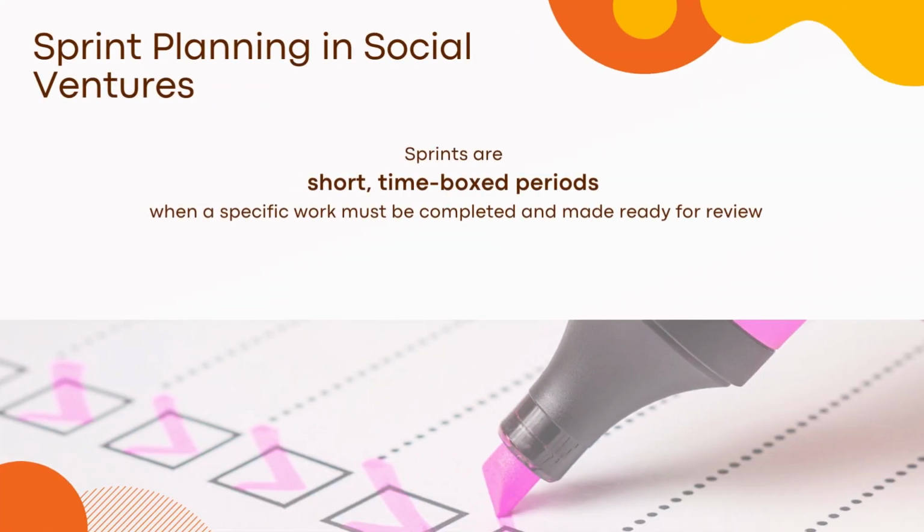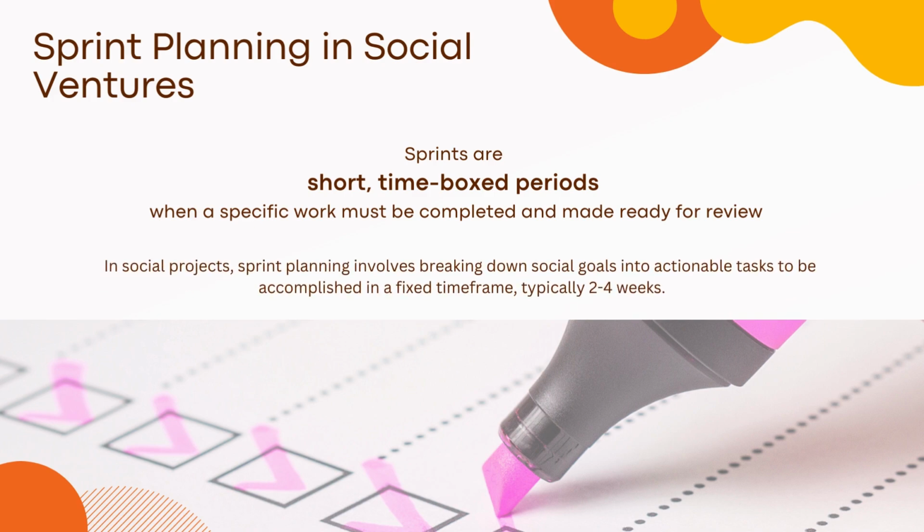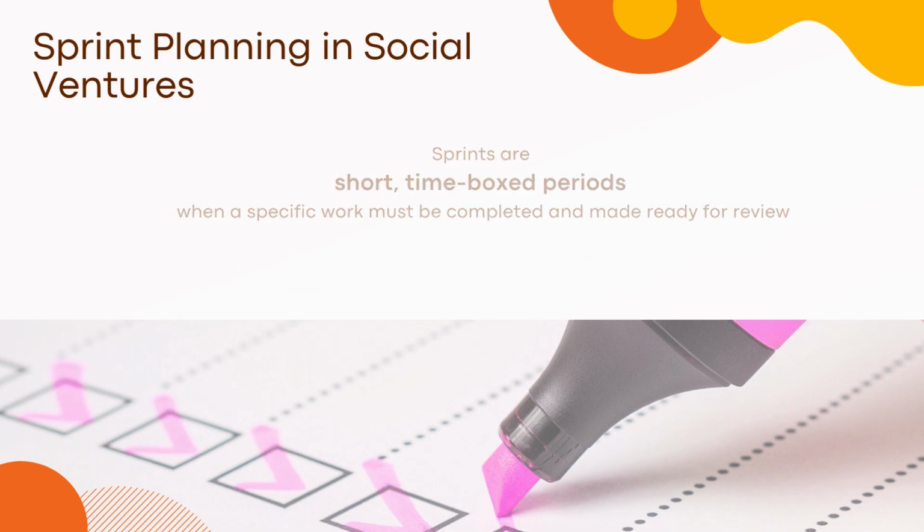Sprints are short, time-boxed periods during which specific work must be completed and made ready for review. In the context of social ventures, sprint planning involves breaking down broader social goals into actionable tasks. These tasks are then accomplished within a fixed time frame, typically ranging from 2 to 4 weeks. Sprint planning can be adapted for social projects, ensuring that each sprint contributes effectively towards achieving the overarching social objectives.